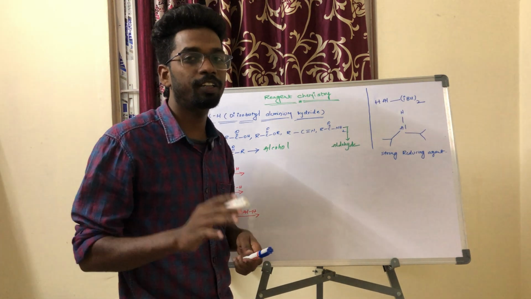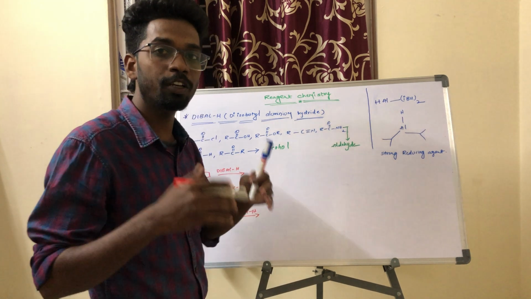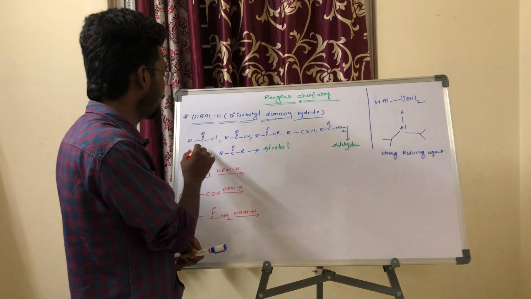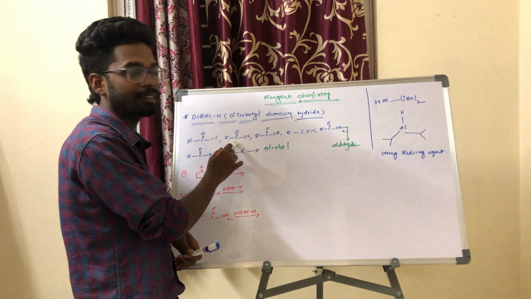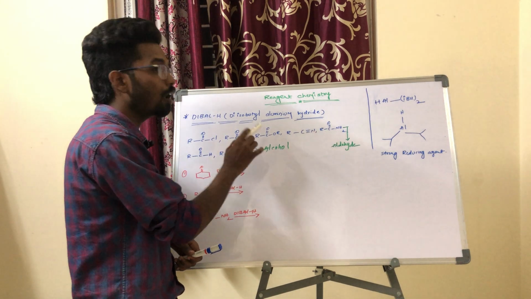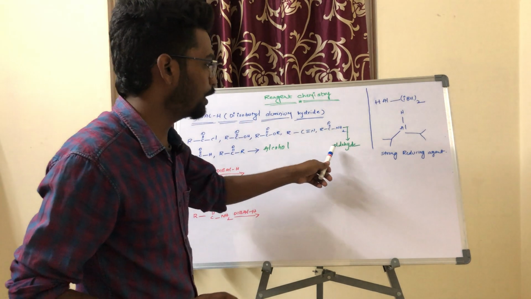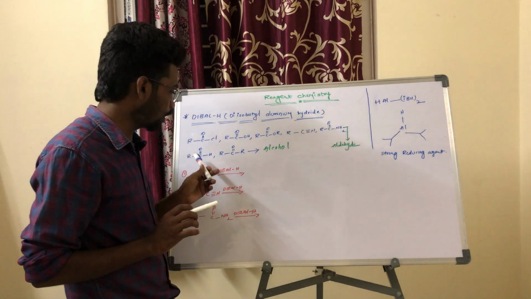This is the structure. DIBAL-H is a strong reducing agent. So what is the use of this DIBAL-H? Why are we using it? You can see here: acyl chlorides, acids, esters, cyanides, amides. These functional groups are all converted into aldehydes. And next, you see aldehydes and ketones.